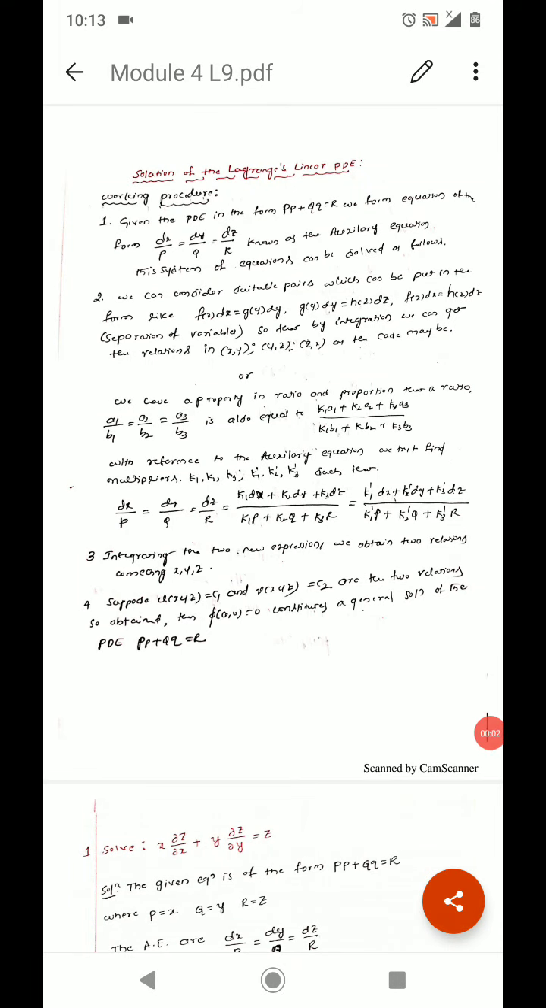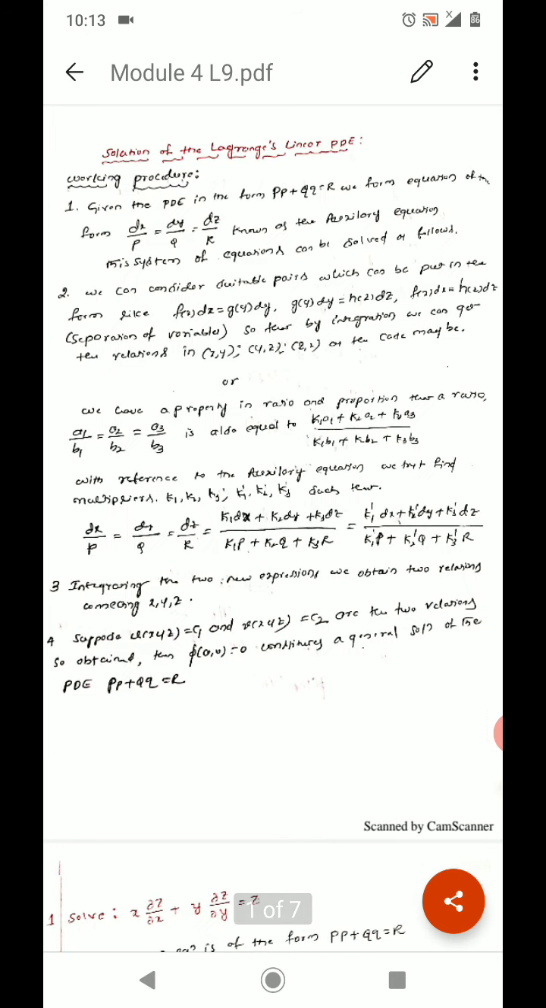So next we have the solution of Lagrange's linear partial differential equation. The partial differential equation which is of the form capital P into small p plus capital Q into small q is equal to capital R is called Lagrange's linear partial differential equation.